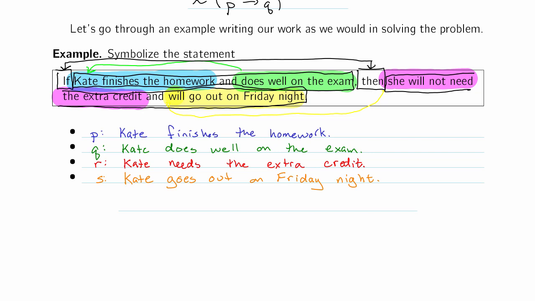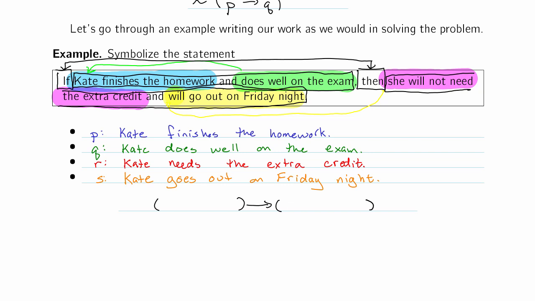And this agrees with something that we already knew about if-then. Everything between if and then is a unit. Kate finishes the homework and does well on the exam is already going to be one part of a conditional. The if-then is our main connector because there's grammatical structure that tells us that the part between if and then is a unit, and the part after then is also a unit. So we'll symbolize that and throw in some parentheses.